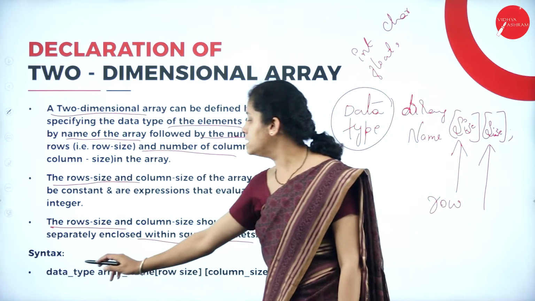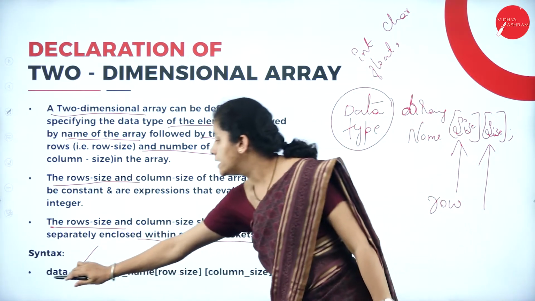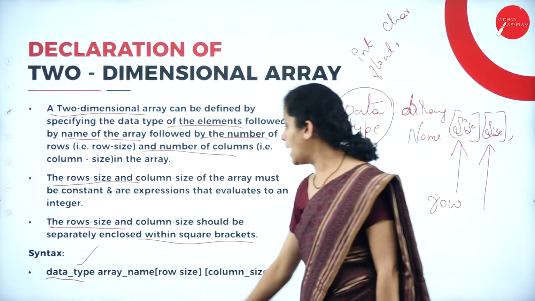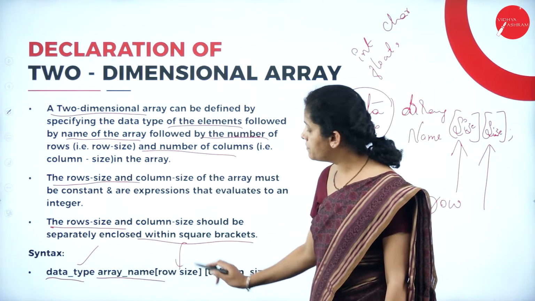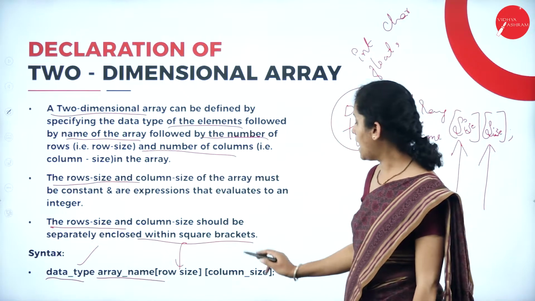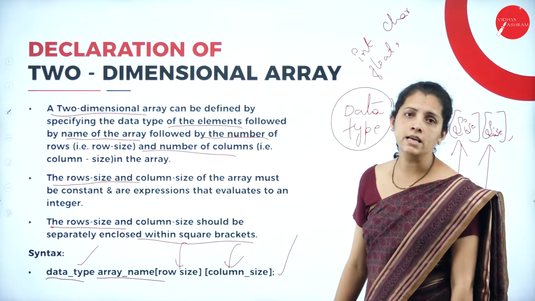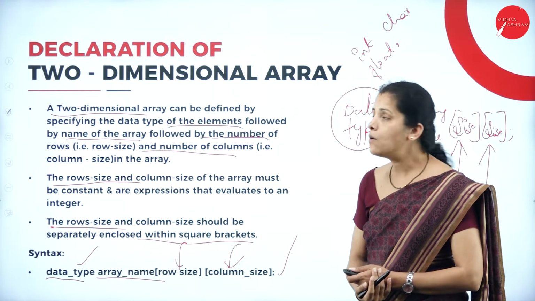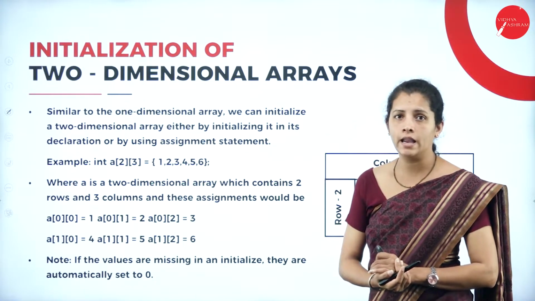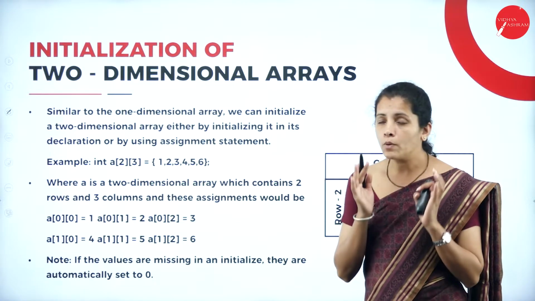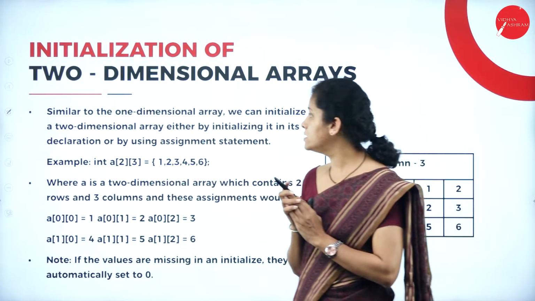Now the syntax: at the beginning I write the data type, along with that I specify the array name, along with that I specify the row size as well as the column size, and at the end I place the semicolon. Now I am going to discuss how to initialize a two-dimensional array.